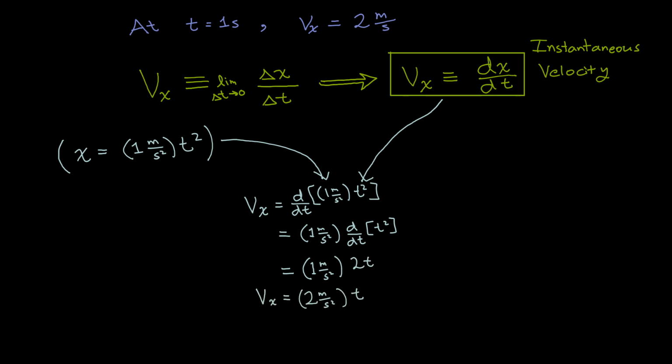Again, if you want, you can write Vx explicitly as a function of t to show that it depends on t. It's up to you. Now if we plug in t equals 1 second, we get our answer, which is 2 meters per second.